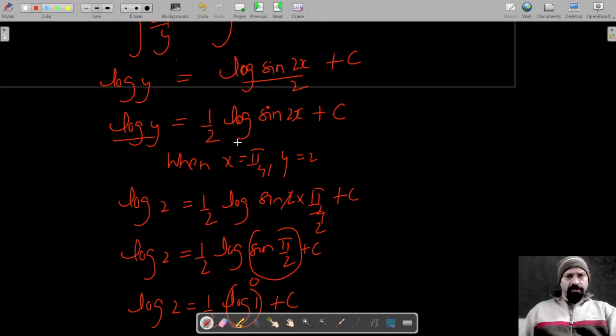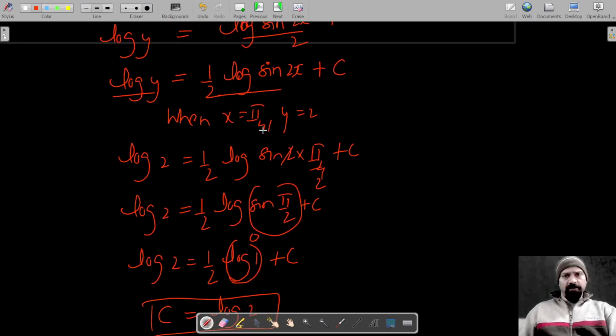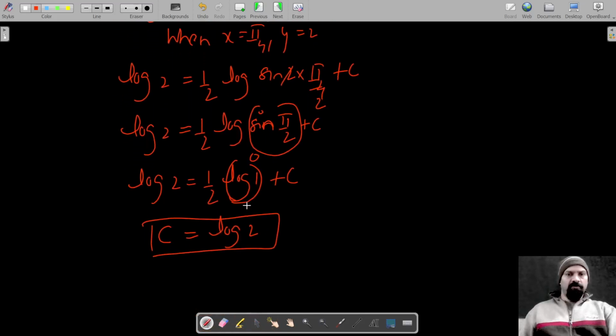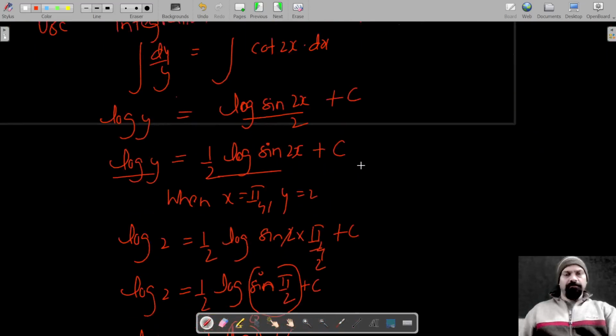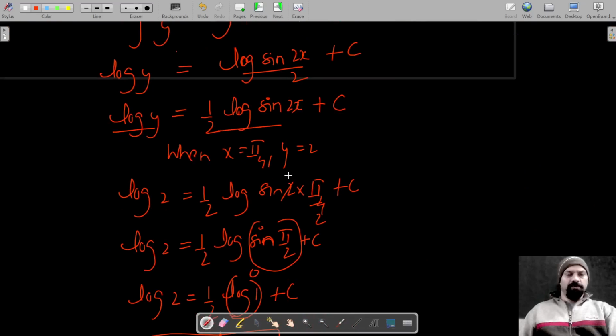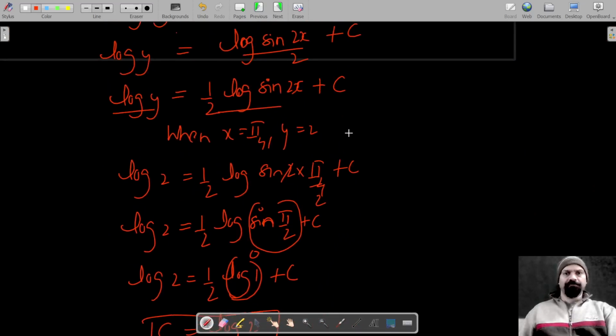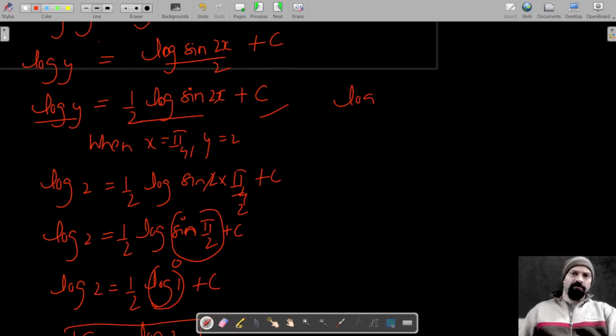So this was log y. And if we replace the value of y is equal to 2, this is log 2 is half log sine 2 into pi by 4, which is sine pi by 2. Sine pi by 2, sine 90, is 1, so this is half log 1, which is 0. So c is equal to log 2, which gives us the particular solution. So using this equation, log y is equal to half log of sine 2x plus log 2.